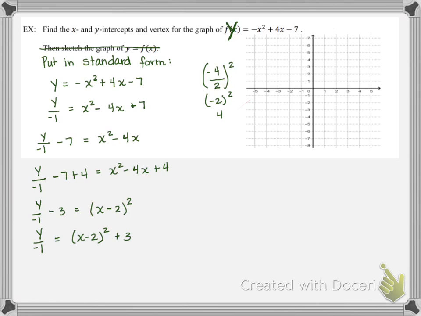and now I can move that -1. So I'm going to multiply both sides by -1, and we get y equals negative x minus 2 squared minus 3. Notice that -1 does not get distributed. It's just -1 times x minus 2 squared, and then -1 times that 3. And so now I could get my vertex, right? My vertex is what?